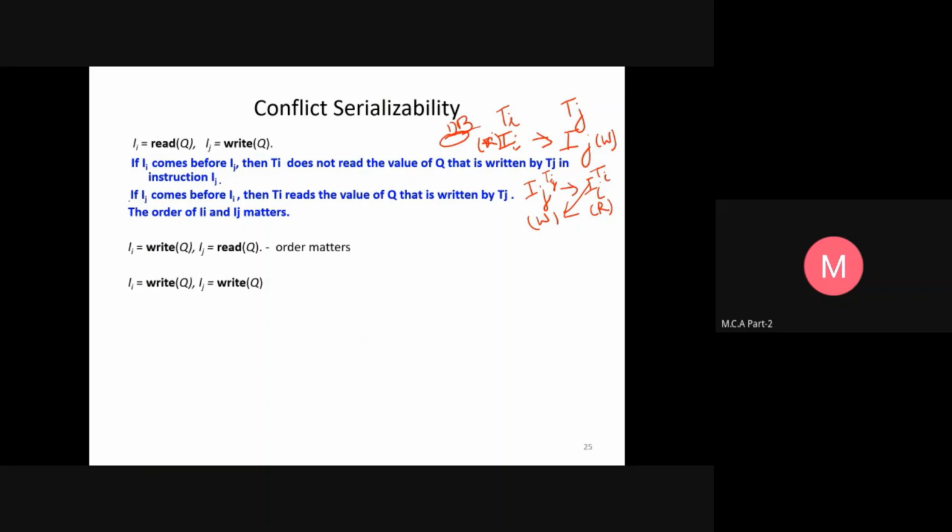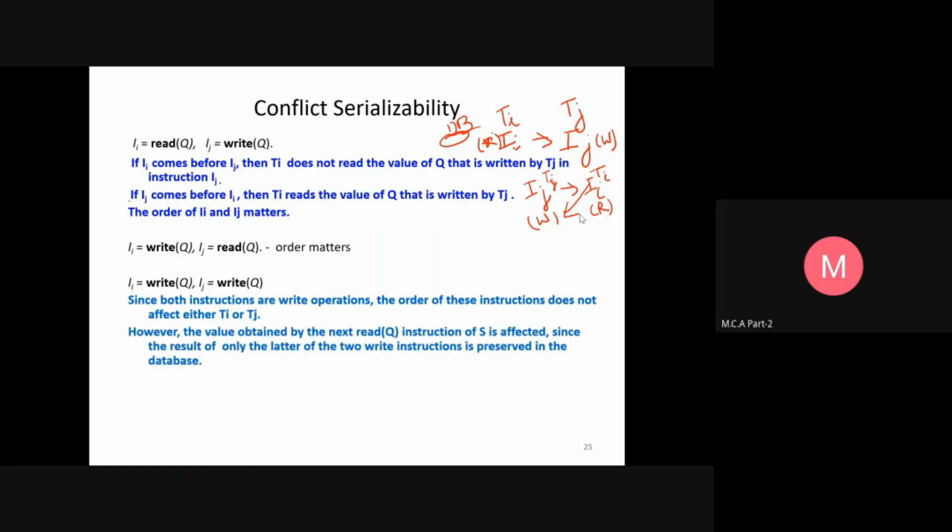Now, even in this particular case, if Ii is doing a write and Ij is doing a write, although both of them are doing a write and there is no read operation, there is a conflict. The order of these instructions does not affect either Ti or Tj, but it affects the next instruction that is going to read it. The next transaction that comes into the system and reads the value of Q will read either Ii's updated value of Q or Ij's updated value of Q, depending on which is the last updated value. So the ordering matters and there is a conflict.